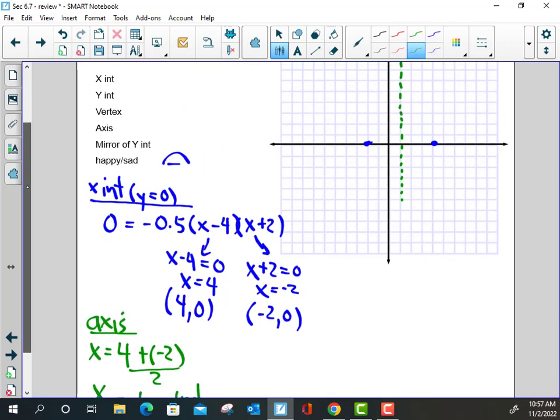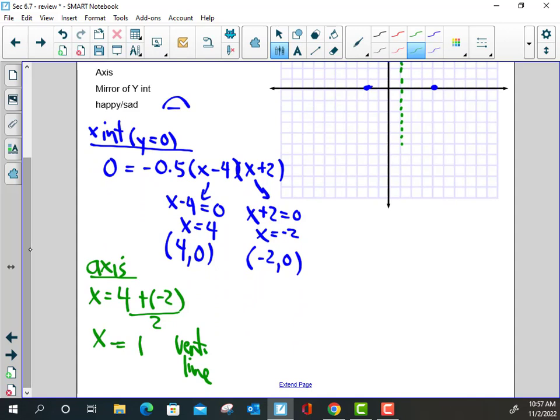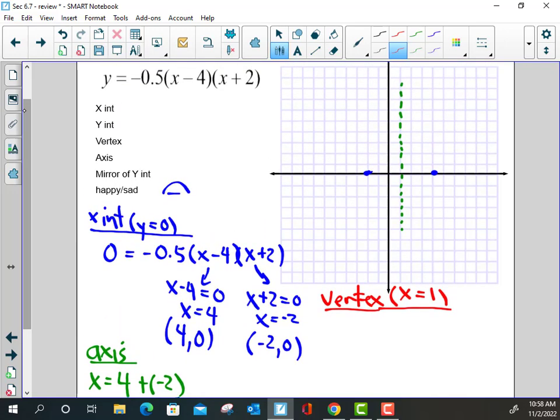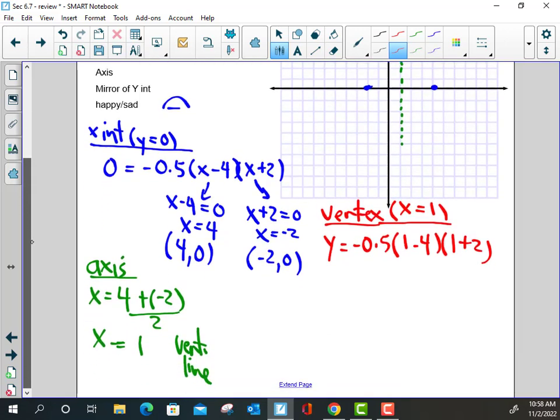Now my vertex has to sit on my axis of symmetry. So I'm going to make a little title, vertex, and I'm going to remind myself that x equals 1 for the vertex. I get that from the axis of symmetry. So then I go back and I take my original equation and I substitute in a positive 1. So y equals negative 0.5 times (1 minus 4) times (1 plus 2). Okay, and then I'm going to solve that piece.